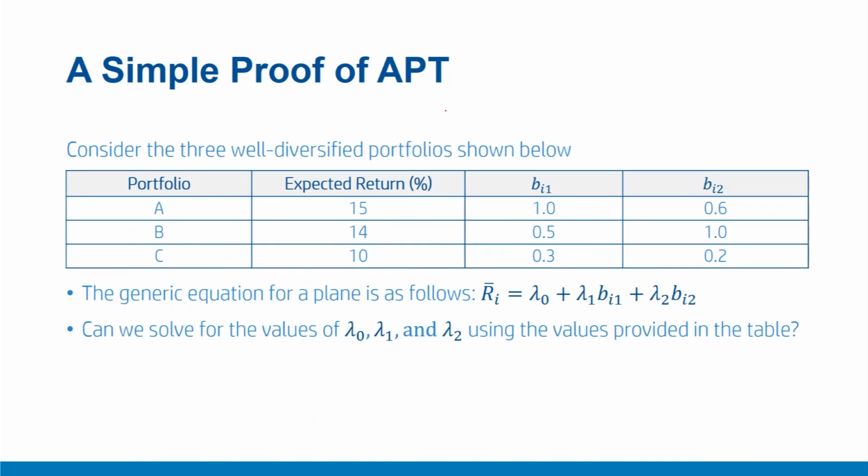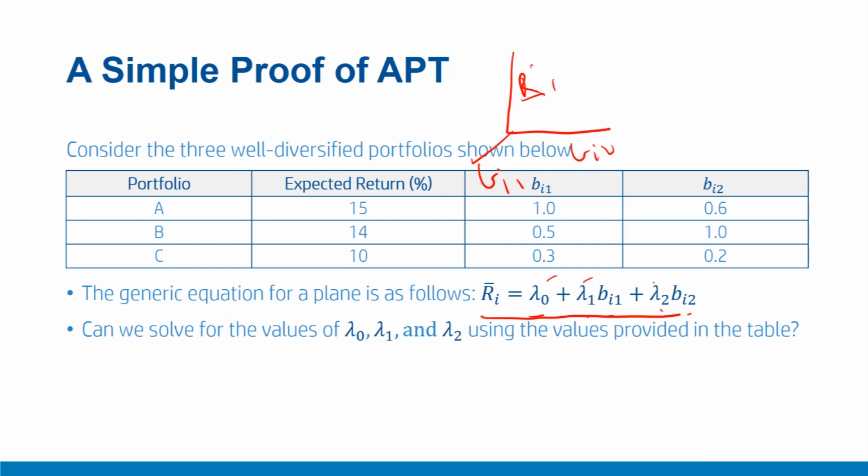If we believe in that plane, the generic equation of any plane which passes through three axes can be described easily. Those axes are BI1, BI2 and expected return Ri bar. The mathematical proof of this equation is not discussed here. Ri bar equals lambda naught plus lambda 1 times BI1 plus lambda 2 times BI2.